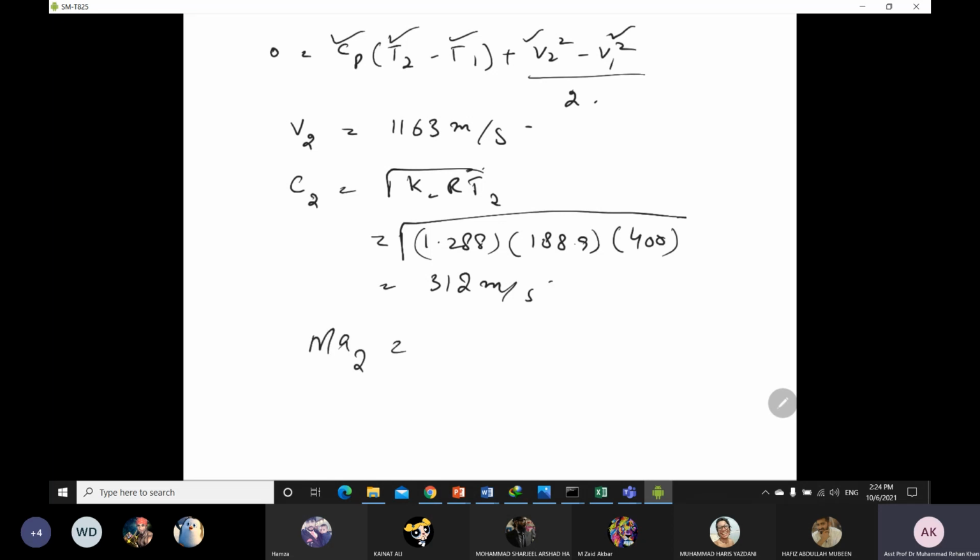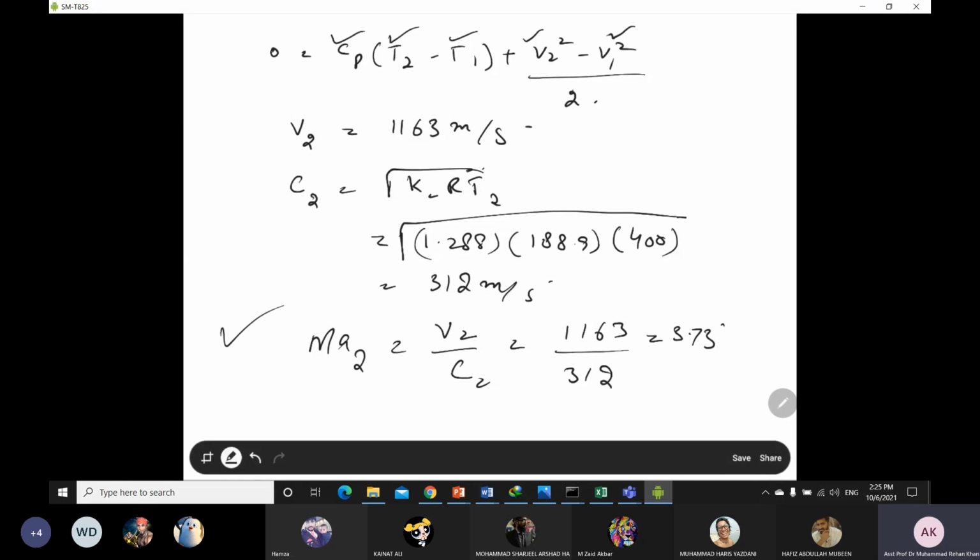From here we can easily find the Mach number at 2, which is at the exit of the nozzle: V2 divided by C2. Now you can put 1163 divided by 312, which is equal to 3.73. Okay, so this is the required thing, which is the Mach number at the exit of the nozzle in part B. If you have any questions, you can ask me, and then we will move to the next one.